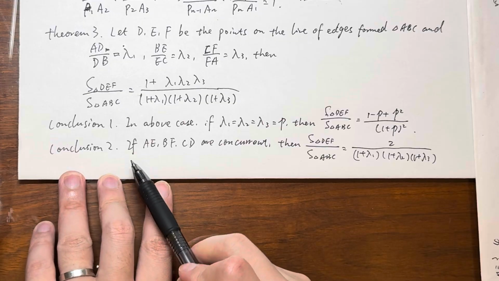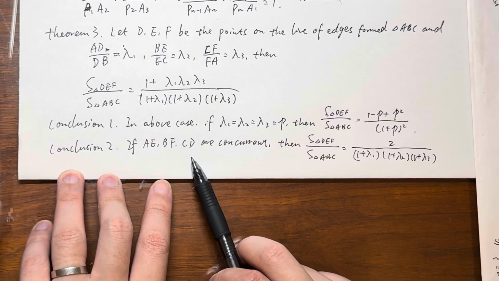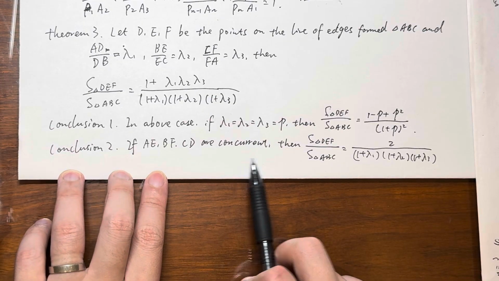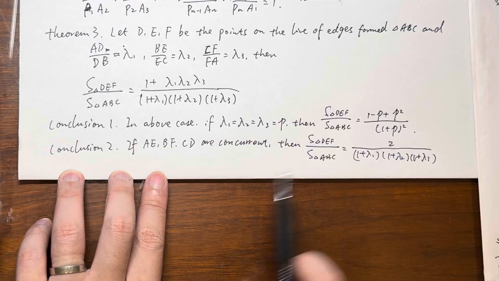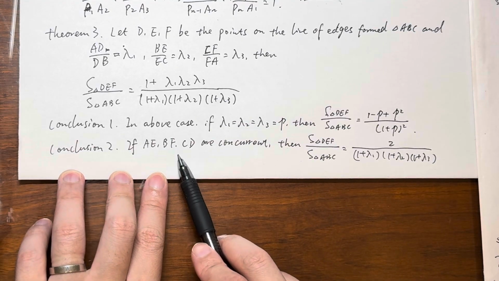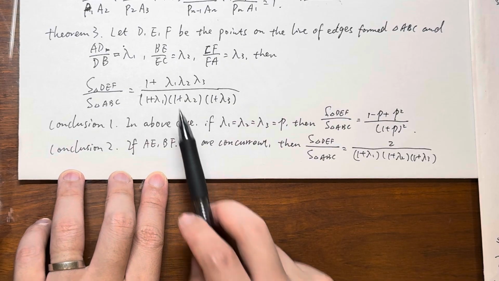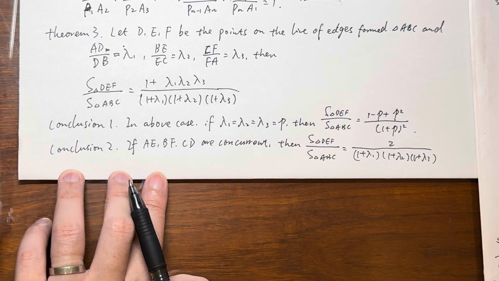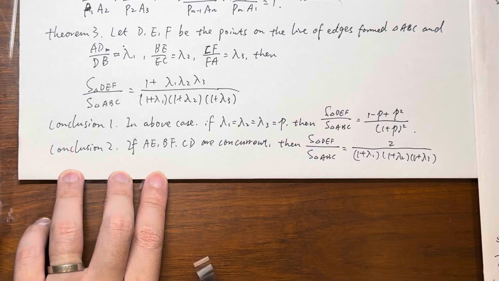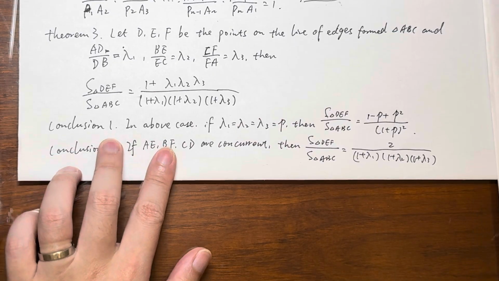And conclusion 2: if AE, BF, CD are concurrent, then we have this one. So what happens if AE, BF, CD are concurrent? That means lambda 1 times lambda 2 times lambda 3 equals 1 based on the Ceva theorem. So in the numerator, it is 1 plus 1, that is 2. The denominator doesn't change. Okay.